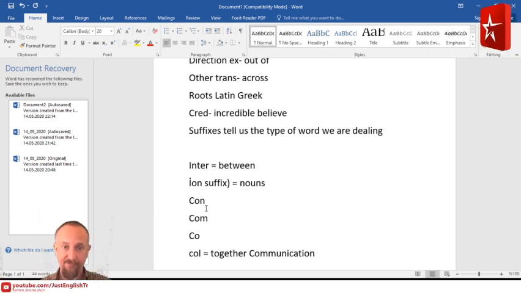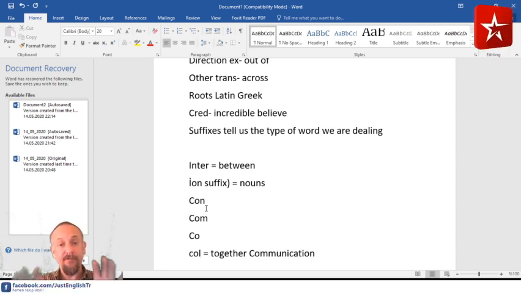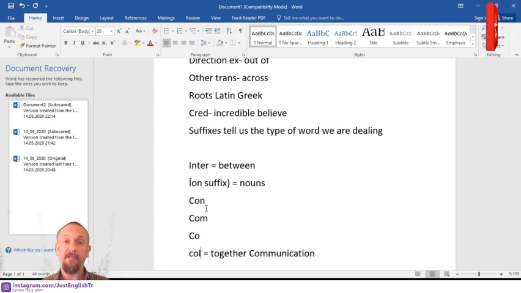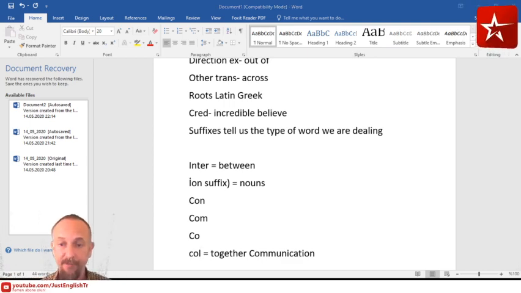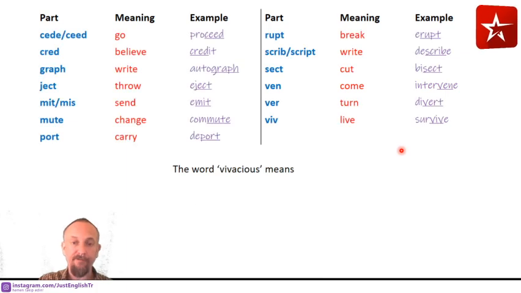You need to be together to do it. Communication requires more than one person too. We have cooperation, to work together, to operate together. And maybe with collection. A collection is where we collect things and bring things together. Very, very important one. You're doing very, very well.